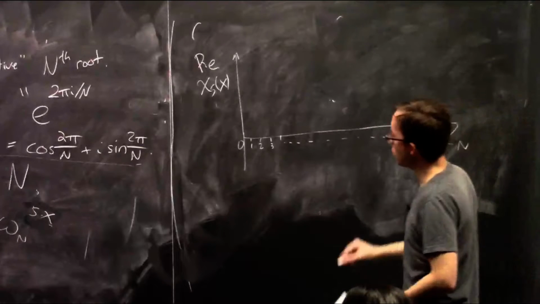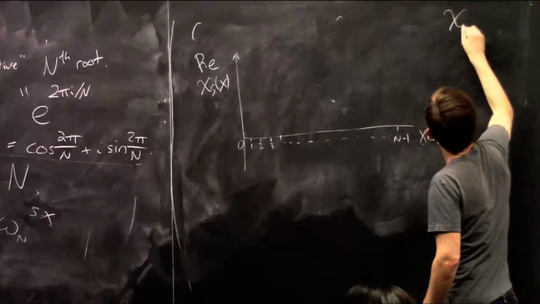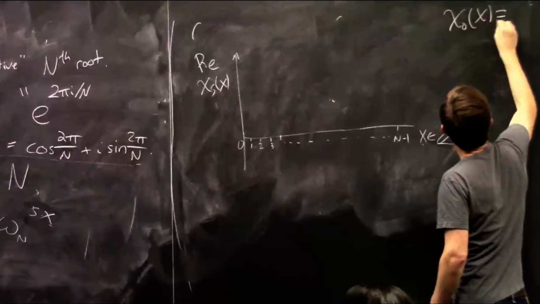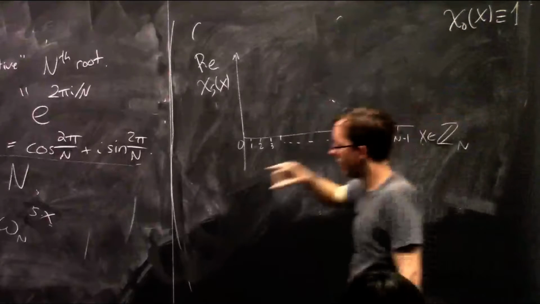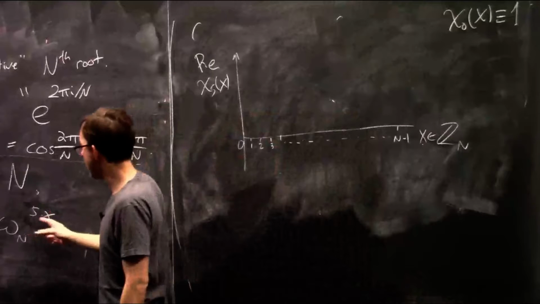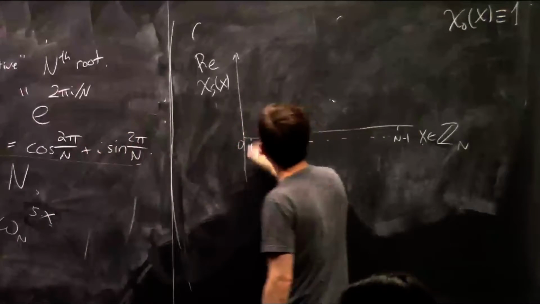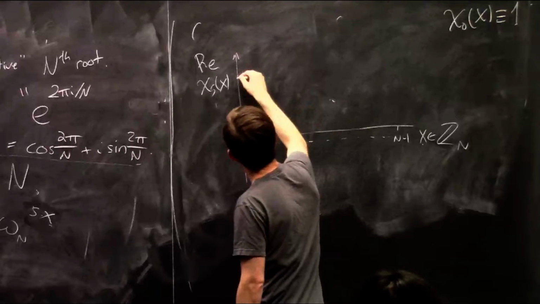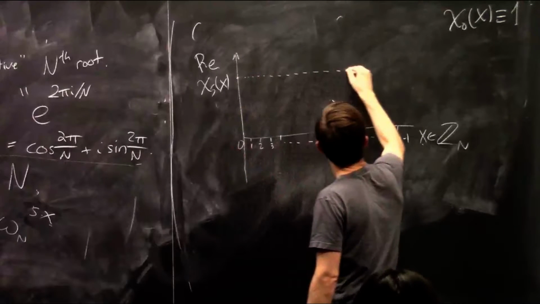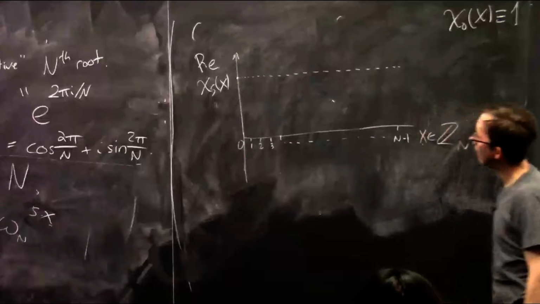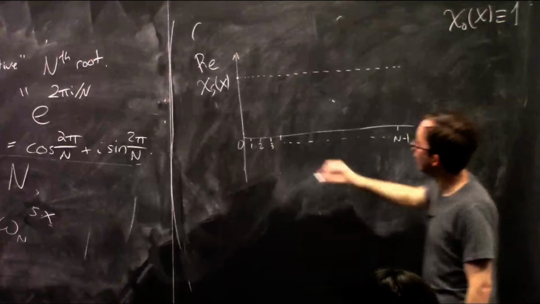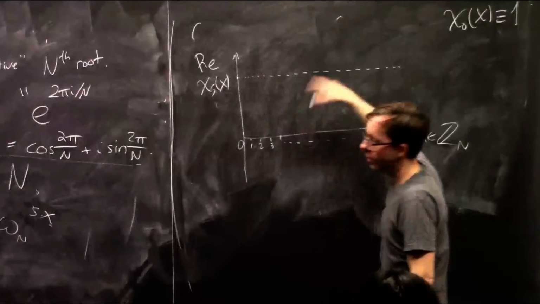And actually, the first one, chi 0 of x, is just constantly 1. If s is 0, it doesn't matter what x is. This power is always 1. So the real part of chi s of x is the same as the actual value. This is the function which is everywhere 1.